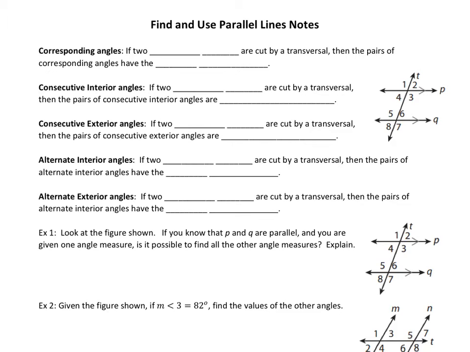So first off, for our corresponding angles, we need to have two parallel lines, and our symbol for parallel lines will be two little lines like this. So if we have two parallel lines that are cut by a transversal, remember our transversal is line T, so P and Q would be my two parallel lines. Then the pairs of corresponding angles, like 1 and 5, 2 and 6, 4 and 8, 3 and 7, are going to have the same measure. Remember, when I say same measure, that means that they're equal to each other.